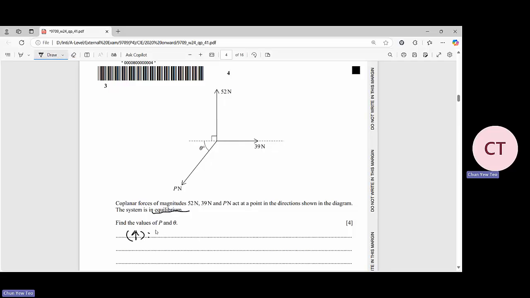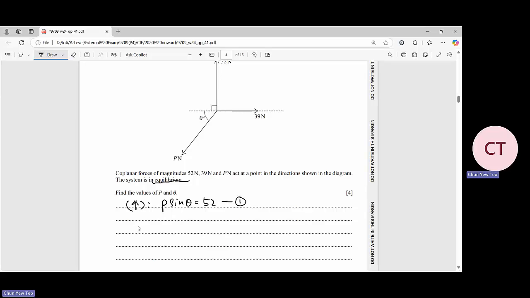Okay, it's better we let P sine theta equal to 52. That is your first equation. Then if you resolve the forces horizontally, you have P cos theta, then actually 39 minus P cos theta is equal to 0, as it is in equilibrium. So there's no need for you to write like that. We can just write P cos theta is equal to 39. That will be your second equation.